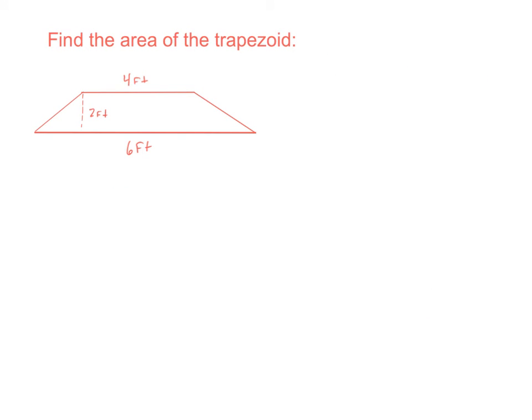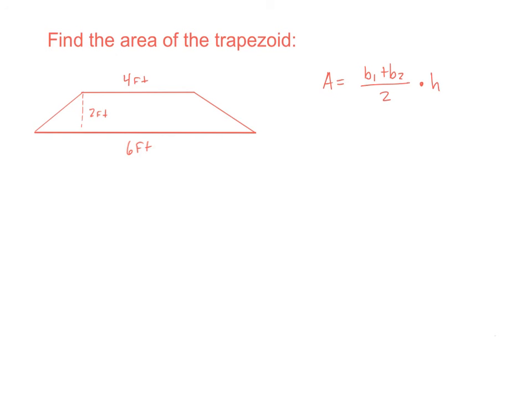Now this is a new shape for you. This is what we call a trapezoid. This is a quadrilateral, meaning it has 4 sides, but the bases actually have different lengths. So the formula for the area of a trapezoid is A equals base 1 plus base 2 divided by 2 times the height.